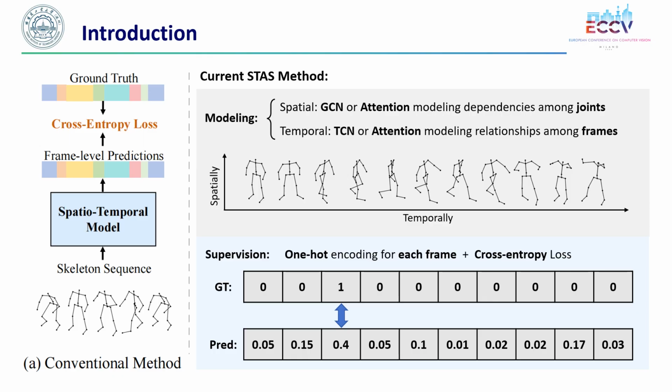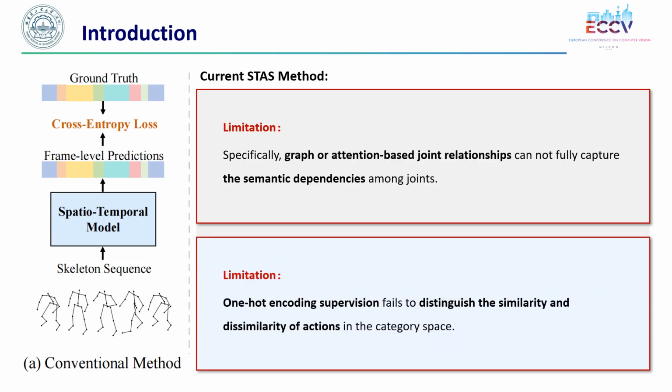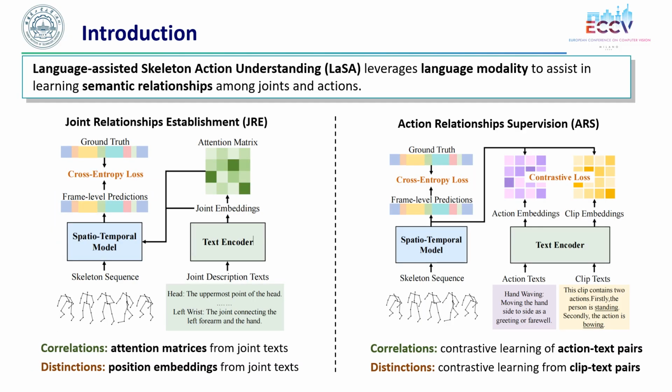However, these methods have some limitations. First, graph or attention-based joint relationships struggle to fully capture semantic dependencies between joints. Also, one-hot encoding supervision fails to capture the similarities and differences between action categories. To address these challenges, we introduced language-assisted skeleton action understanding. We called it LaSA. LaSA leverages language modality to better model the semantic relationships among joints and actions.